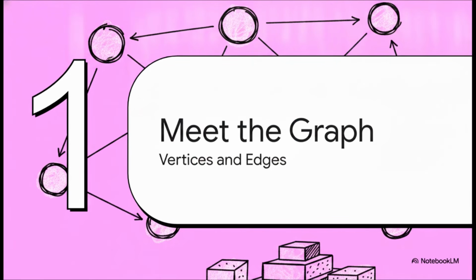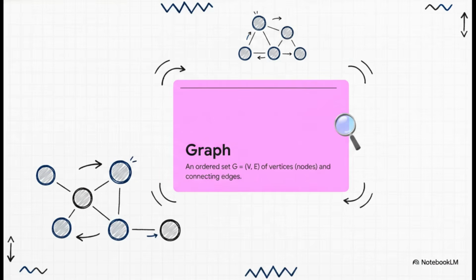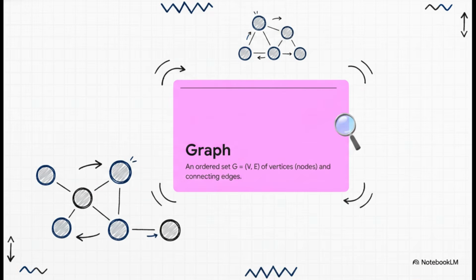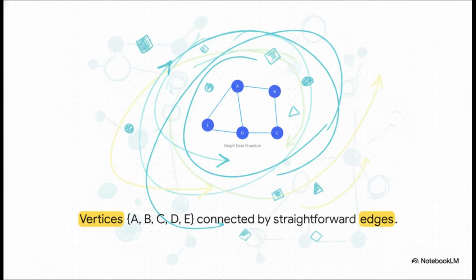Section 1. Meet the graph. So what actually makes up a graph? At its absolute foundation, a graph is simply a nonlinear data structure made of nodes, which are also called vertices, and the specific edges that link them together. Think of it kind of like a giant mathematical map. The set G consists of V, representing your physical locations or data points, and E representing the roads or the relationships that connect them.